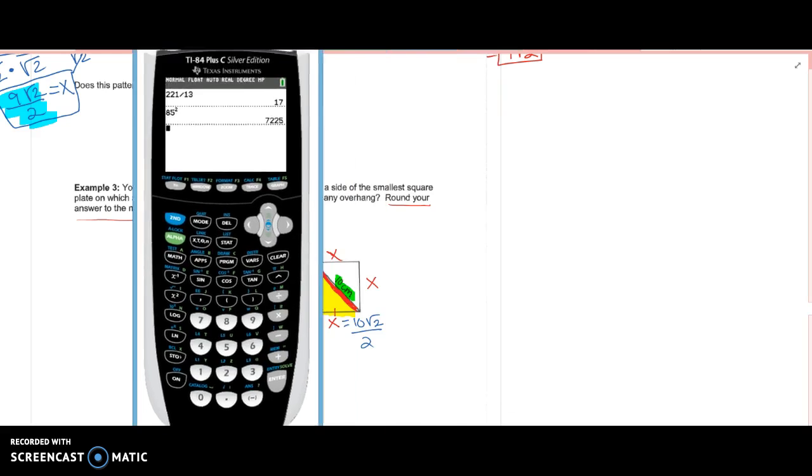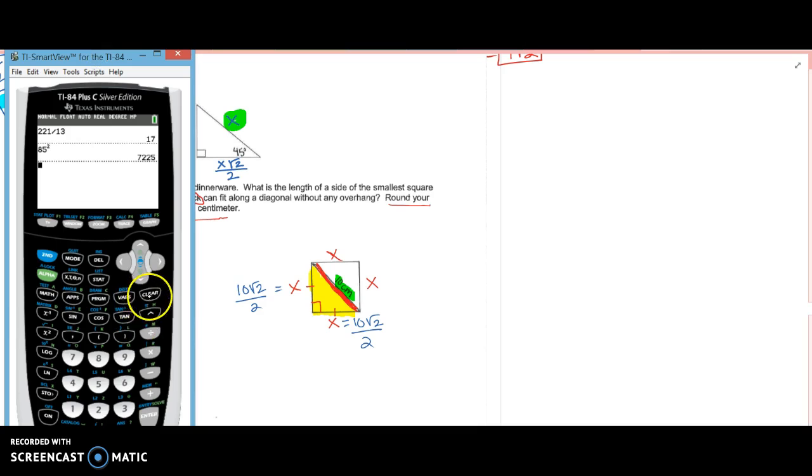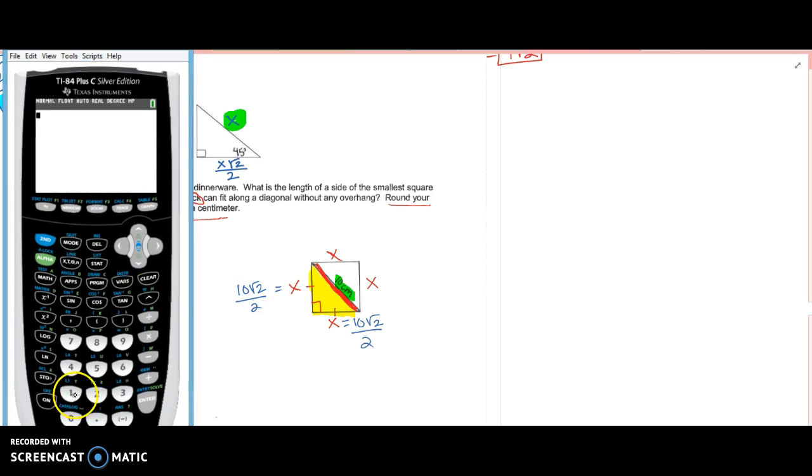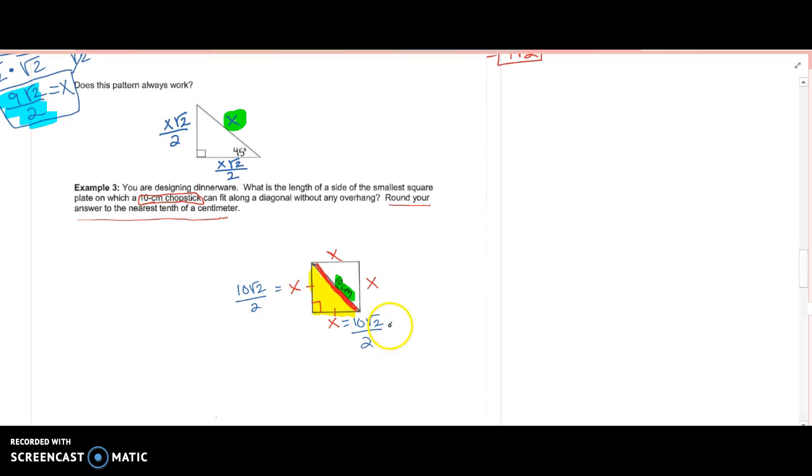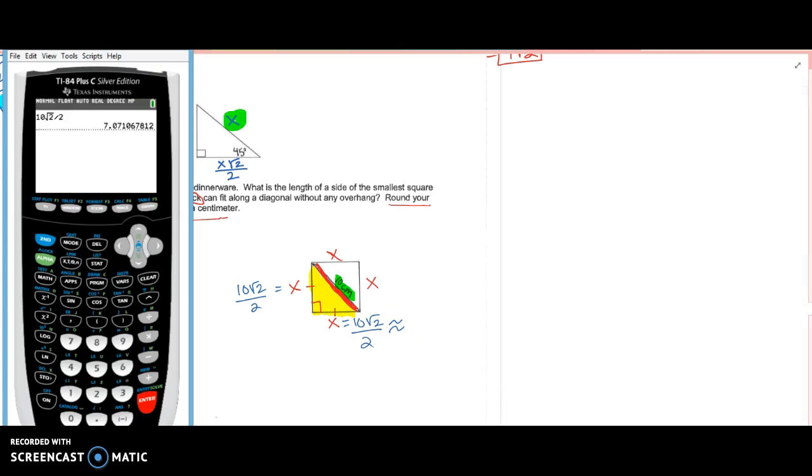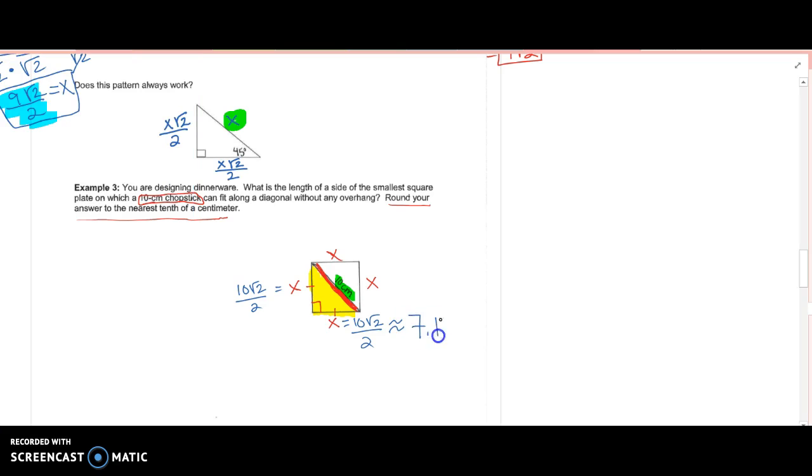So let's go to our calculator and let's figure out what decimal this is. I also didn't reduce to start with, but that's okay. Here we go. 10 times the square root of 2. Remember to arrow to the right to get out from underneath the square root, and then divide by 2. So my side length for my plate was approximately, where'd it go? 7.1, we'll call it, to the nearest tenth of a centimeter.